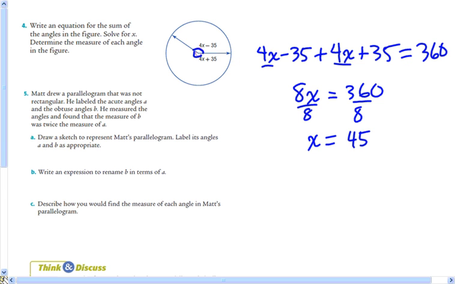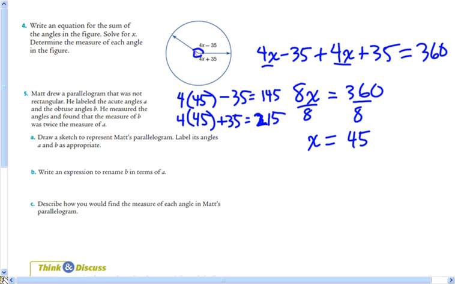Now that I know x is 45, I can find the measure of the angles by substituting the value of 45 for x. One of the angles is 4 times 45 minus 35. The other is 4 times 45 plus 35. Those measures are 145 and 215. And to check that, you just want to make sure that those two add up to 360.